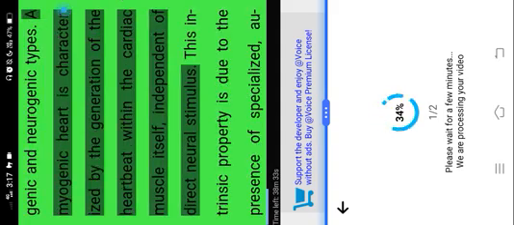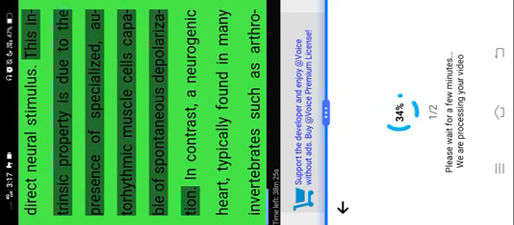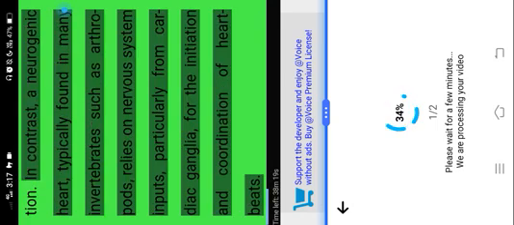A myogenic heart is characterized by the generation of the heartbeat within the cardiac muscle itself, independent of direct neural stimulus. This intrinsic property is due to the presence of specialized, autorhythmic muscle cells capable of spontaneous depolarization. In contrast, a neurogenic heart, typically found in many invertebrates such as arthropods, relies on nervous system inputs, particularly from cardiac ganglia, for the initiation and coordination of heartbeats.